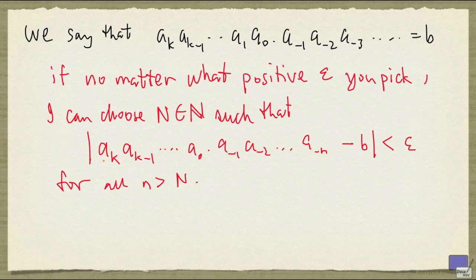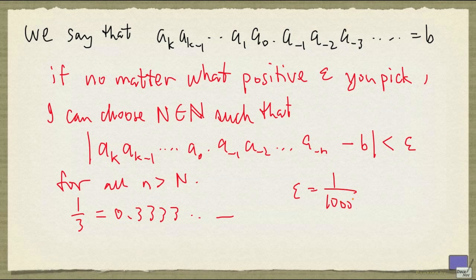And using this definition, one can show that 1 over 3 is equal to 0.33333 and so on. Because if epsilon is really, really small, say 1 over a million, I can go far enough here so that 1 over 3 minus that approximation is less than this epsilon value. And this is how we can compare fractions against infinite decimals.